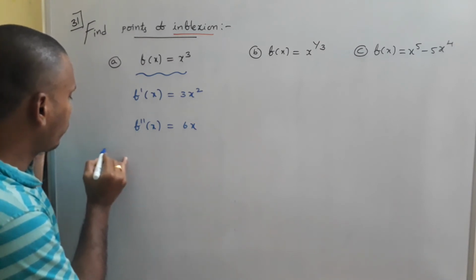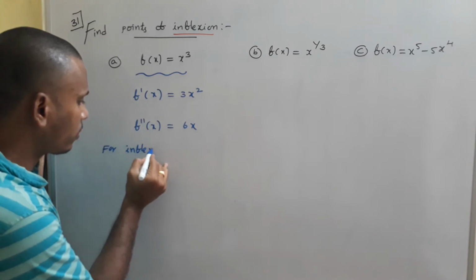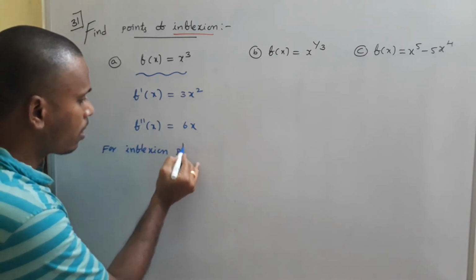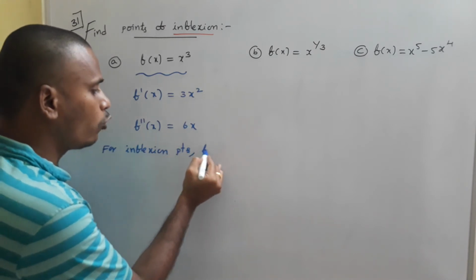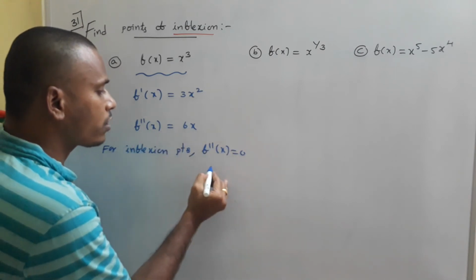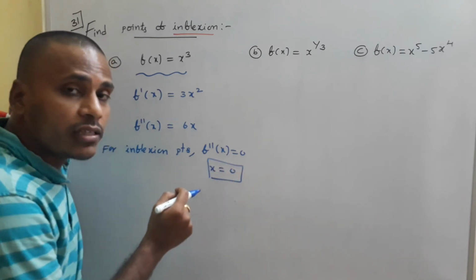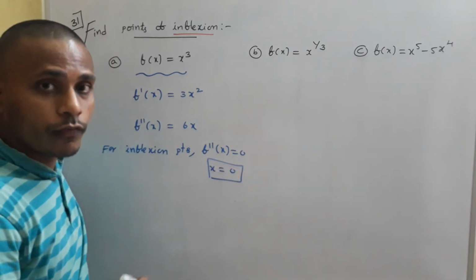Okay. For inflection points, what we need to do? We need to set f dash of x equal to 0. Since f dash of x is equal to 0, you will get x is equal to 0. So at x equals 0, we have a point of inflection.